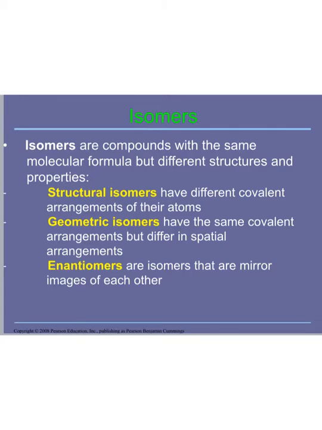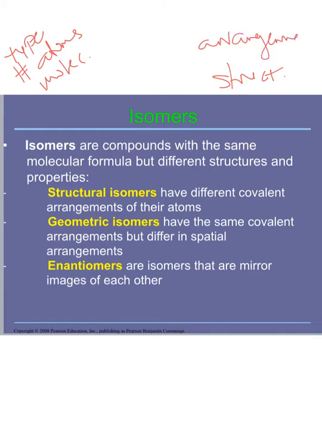All right, so let's talk about isomers. Isomers are compounds that have the same molecular formula but different structures. So if you remember back to the previous slide, we talked about the molecular formula telling us the type and number of atoms. And then we have the structural formula, which showed us the arrangement. So basically, isomers are going to have the same molecular formula, but different structural formulas. And I'm going to show you some examples of these in a minute.